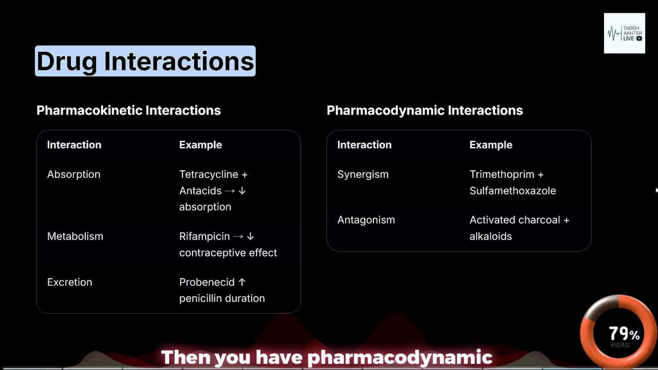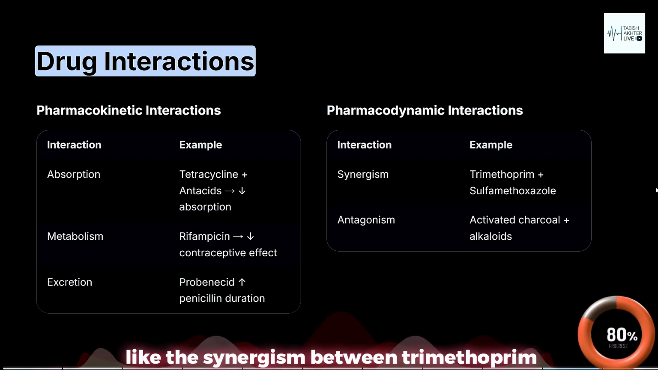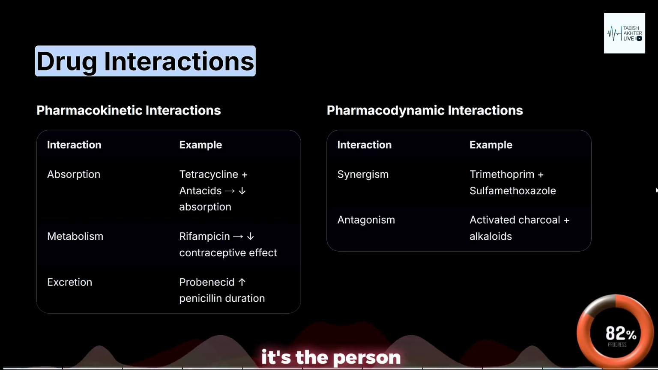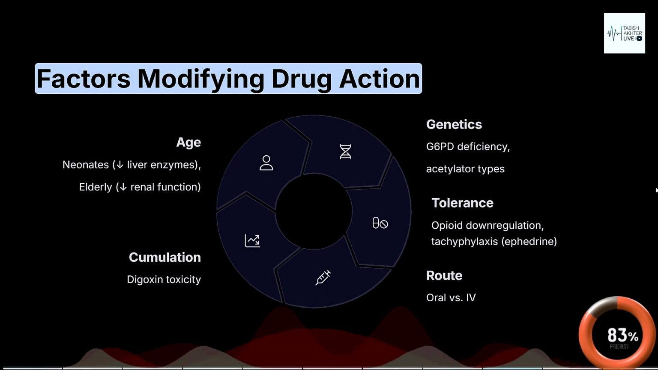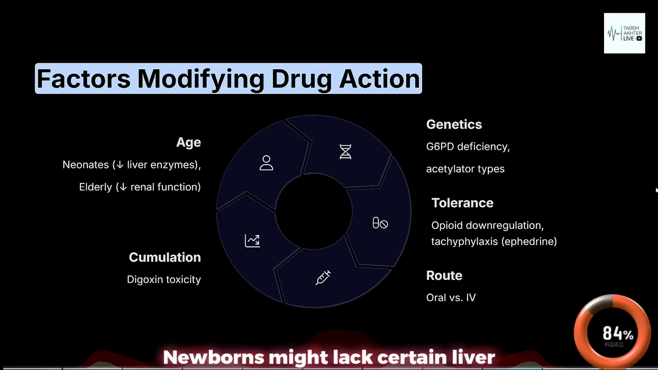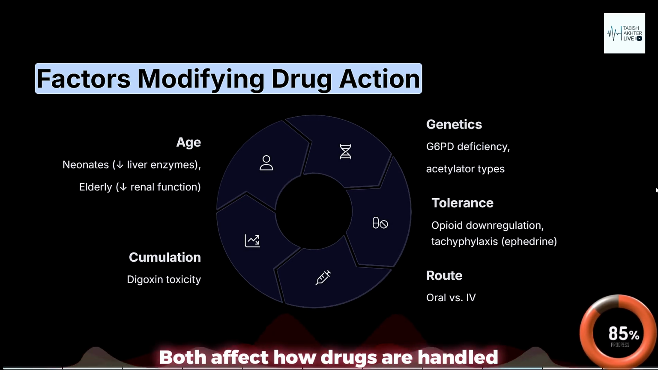Then you have pharmacodynamic interactions, where they interfere more directly at the site of action, like the synergism between trimethoprim and sulfamethoxazole. Okay, so many interaction points. And finally, it's not just the drugs, it's the person, right? What individual things change the response? Totally. It's never one size fits all. Age is a big one. Newborns might lack certain liver enzymes. Older adults might have reduced kidney function.